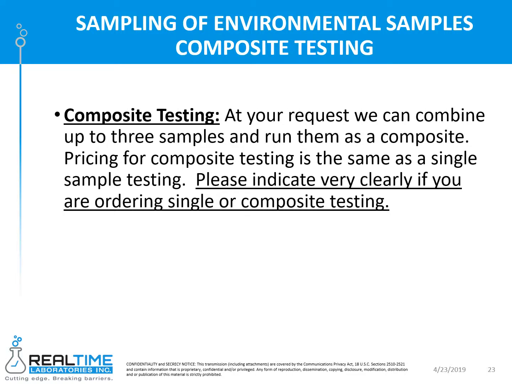The sampling of our environmental samples, we allow a composite testing. Well, what does that mean? At your request, we can combine up to 3 samples and run them as a composite. So if you send 1 in, costs the same. 2 in, if you run them together, costs the same as 1. 3 costs the same as 1 if you put them as a composite test. You must indicate this clearly when you're ordering, if it's going to be a single or composite test, and this is on the chain of custody, which we'll talk about in a minute.